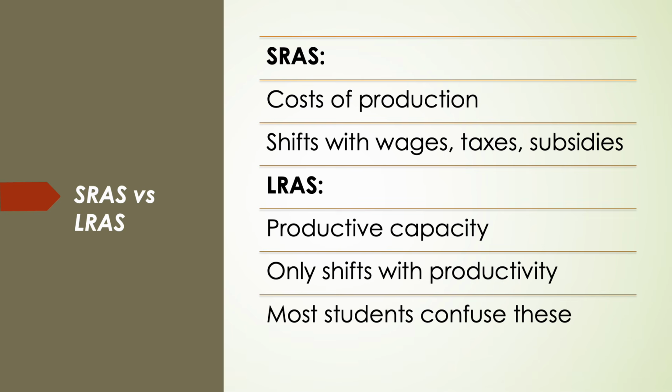SRAS is about cost of production, things like wages, taxes, subsidies, and resource prices. LRAS is about productive capacity, things like education, capital, and technology. If capacity isn't changing, then LRAS is not shifting, and students mix this up all the time.